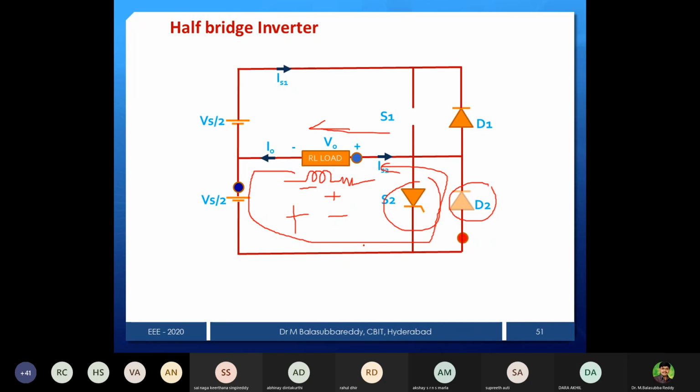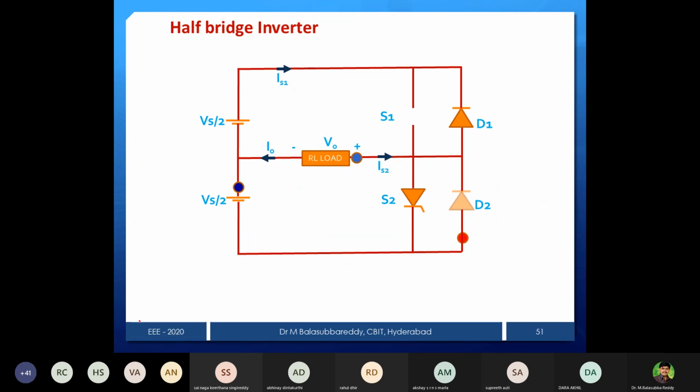If this energy is completely dissipated, then what will happen? This device will be turned off. No energy in the inductor, so automatically current will be 0 and diode D2 will be open. So S1 is open, now D2 will open. At that instant you can fire the pulse to the S2. So that's why I gave it as animated. Now we can see if that energy is dissipated completely, this will be open.